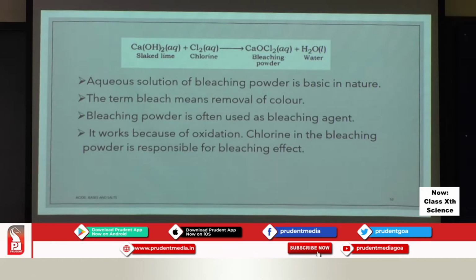Now, why does it work so effectively? It works effectively because of oxidation. What is oxidation? Addition of oxygen. So if you see over here in bleaching powder, you have O, calcium oxychloride. It works as an excellent bleaching agent because it undergoes oxidation, and chlorine in the bleaching powder is responsible for the bleaching effect.